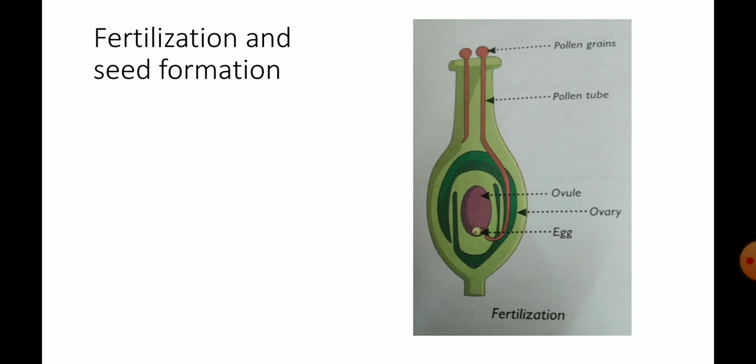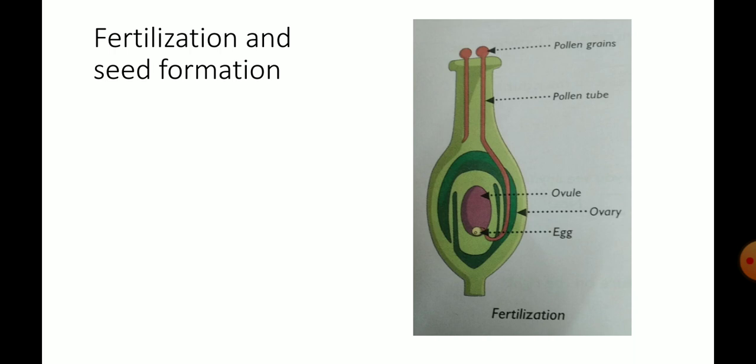So what is a zygote? A zygote is the fertilized cell formed after the combination of a male and female gamete. So what is fertilization? The fusion of male and female gametes, meaning male and female reproductive cells, leading to the formation of a zygote.